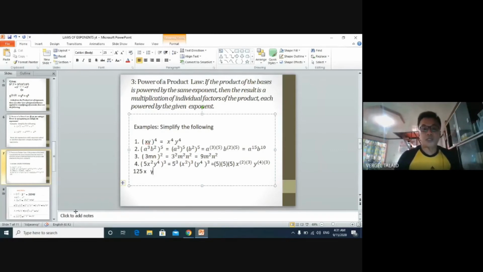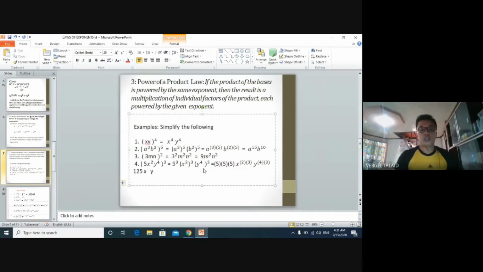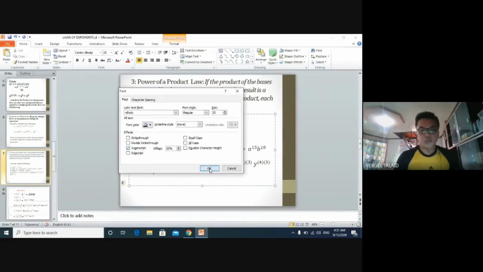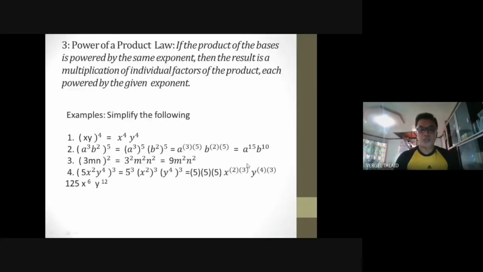So what is now the exponent of x? The exponent of x here is 6, because you are going to multiply 3 by 2. And for y, the exponent is 4 times 3. What is 4 times 3? That is 12. So in short, the result for number 4 is 125 x to the power of 6, y to the power of 12.